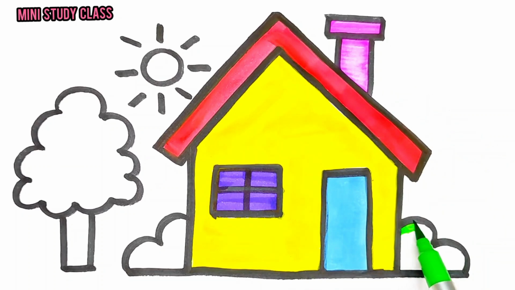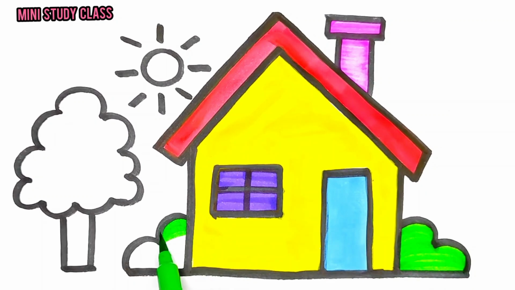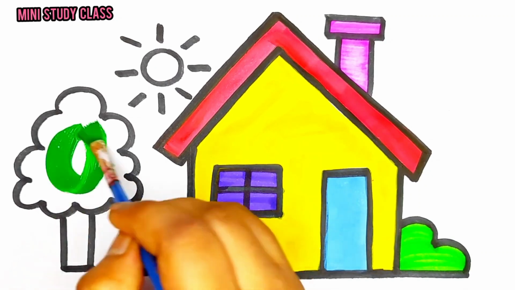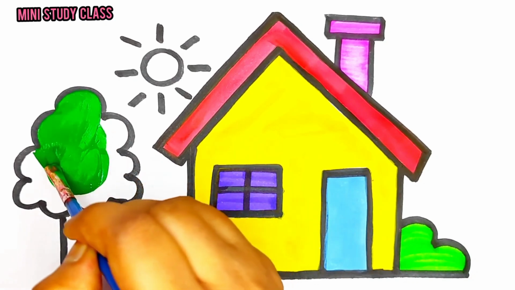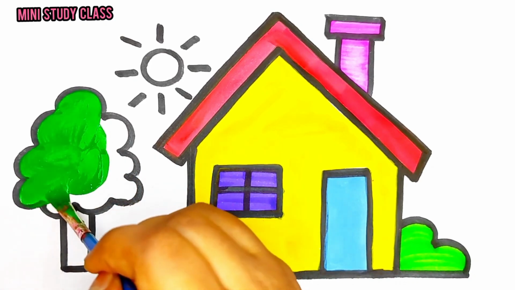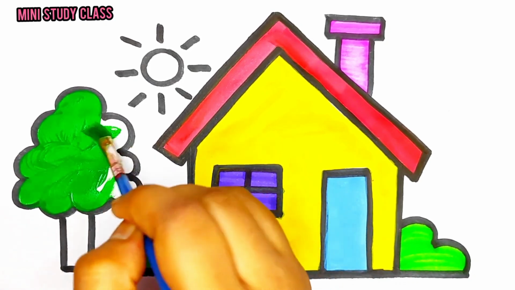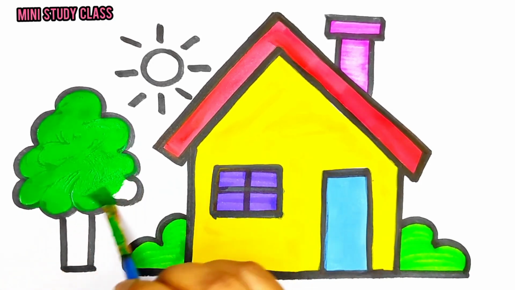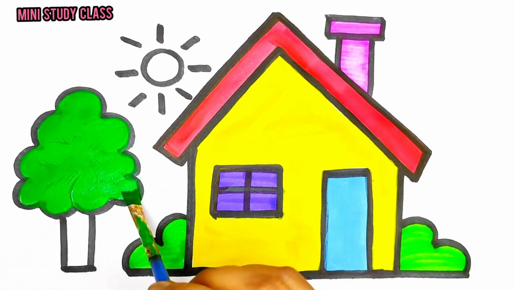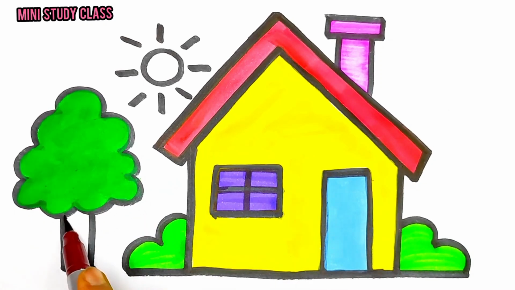Here, we use green color to color the tree which beside the house. Next, we paint the big tree with dark green color. Green color. This is brown color.